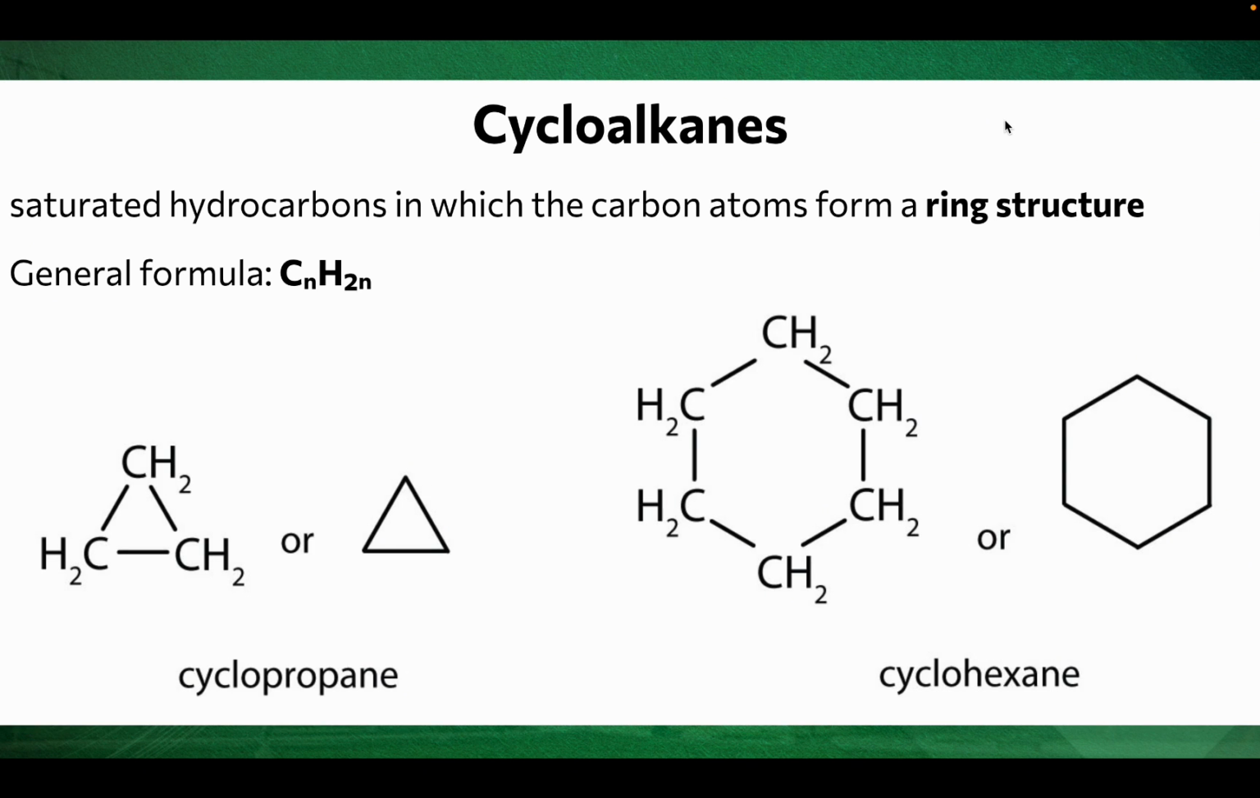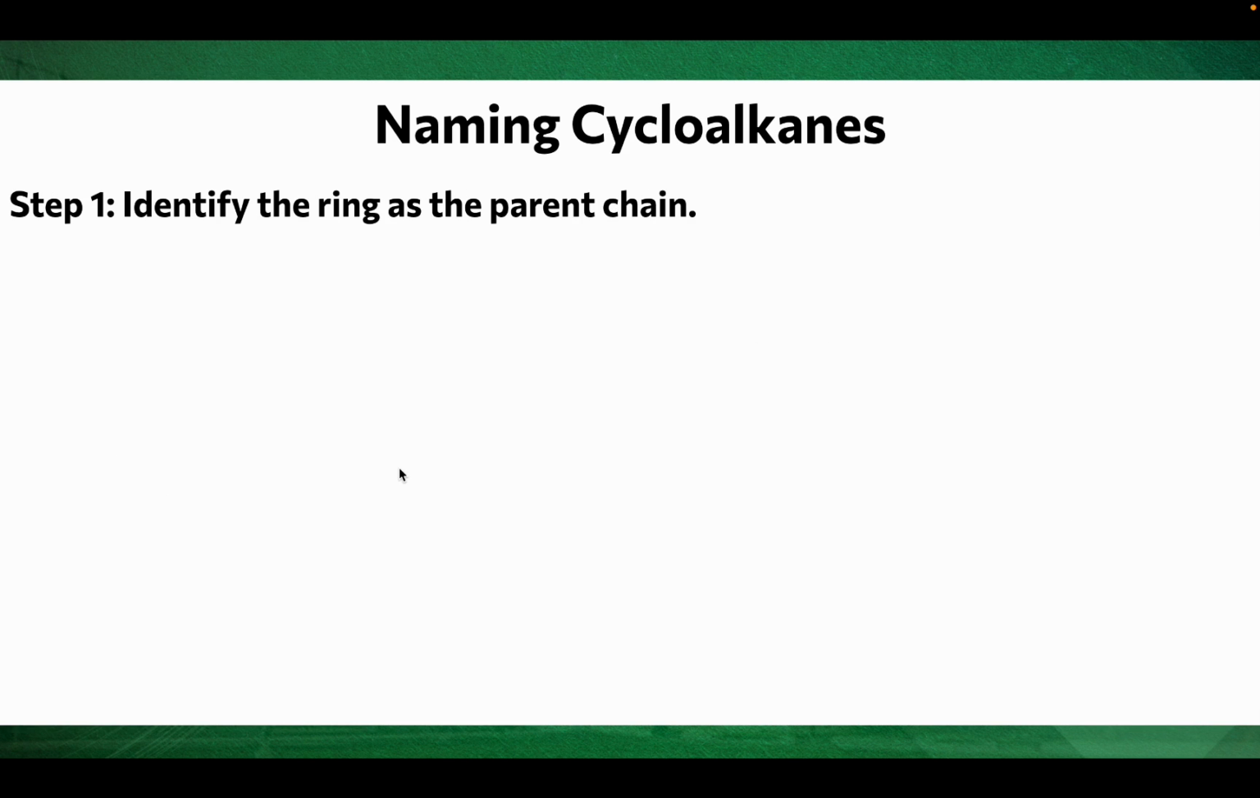It could be drawn as a condensed structural formula or a line angle formula. The line angle formula is actually used more because it's easier to draw. In naming cycloalkanes, it's almost the same as alkanes, but you add the prefix cyclo. Step 1 is to identify the ring as the parent chain.